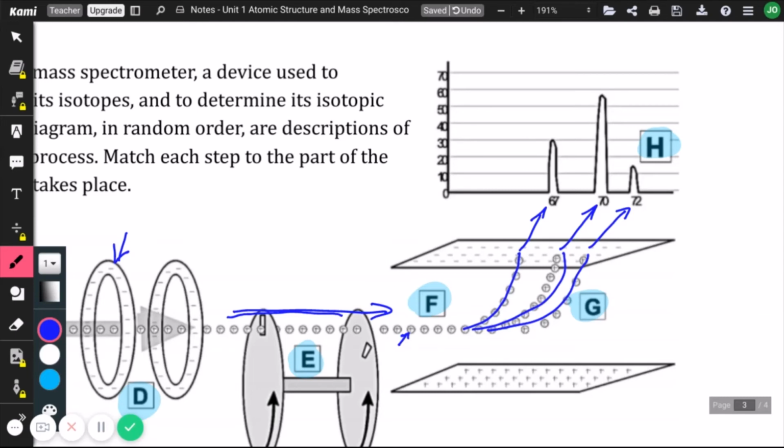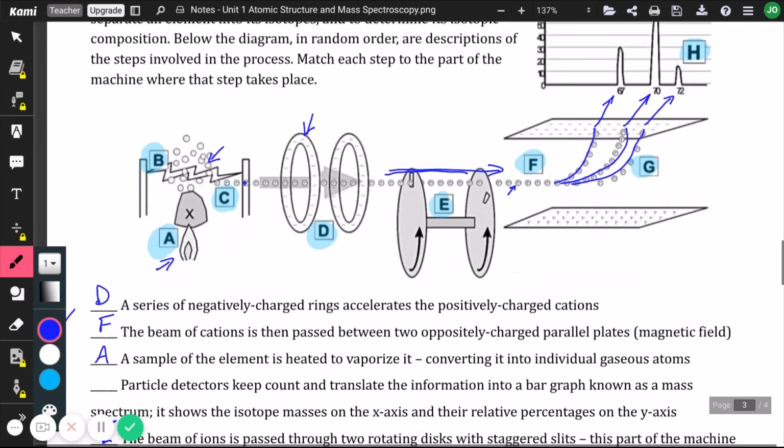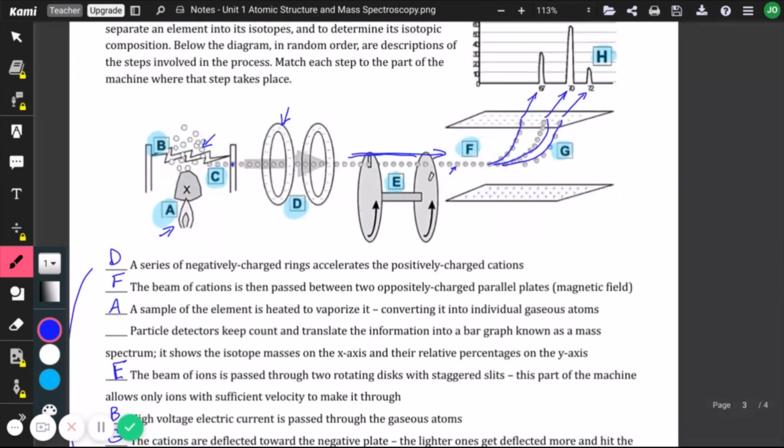So in this case, those isotopes with a mass number of 67 hit the plate 30 times. Mass number of 70 hit the plate about 57 times. And with a mass number of 72, hit the plate about 12 to 15 times. Okay? So that's how a spectrometer works. Okay?